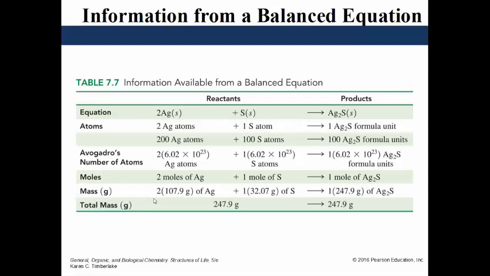Then we get down to the bottom, when you're comparing the mass of both reactants and products, the mass of 2 moles of silver plus the 1 mole of sulfur, that added together gives you 247.9 grams. If you add up the mass of the products, Ag2S, 2 silvers plus 1 sulfur, also gives you 247.9. Even though there are 2 reactants and only 1 product, the masses are equal.